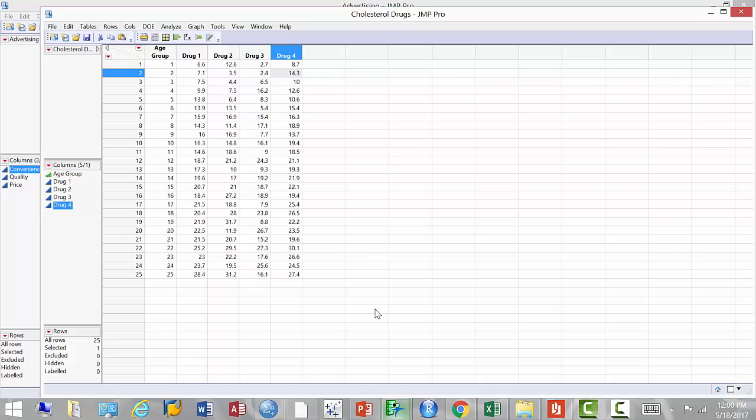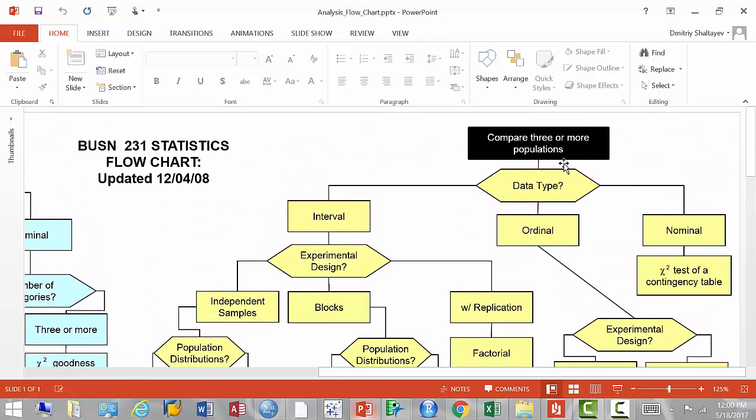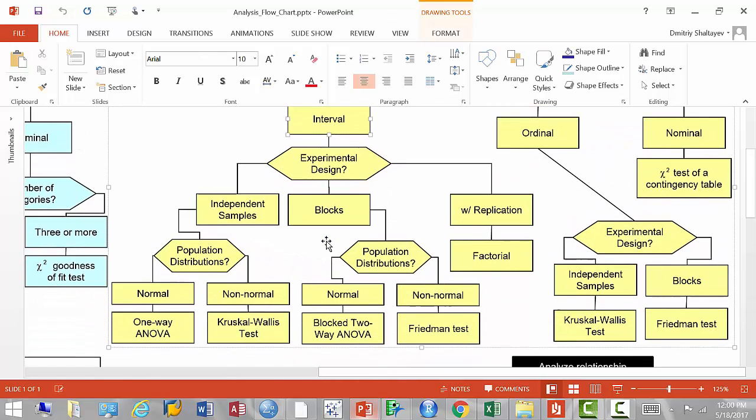So, well, let's be formal about that again, right? I go back to my flow chart. Obviously, I have to start with this one, right? In this example, I'm comparing 3 or more populations. Well, actually, it's 4, right? The purpose of the study is to compare drugs to each other, right? So I start over here, 3 or more populations. Data type, interval, right? My response that I'm measuring is by how much the cholesterol went down, right? And that's measurable. That's a blood test. That gives you a number. So data type, interval.